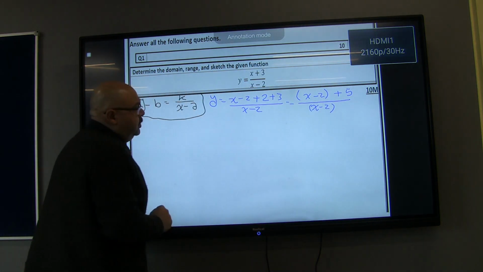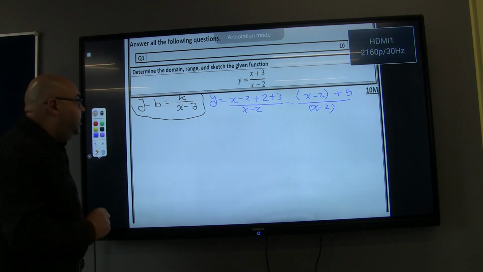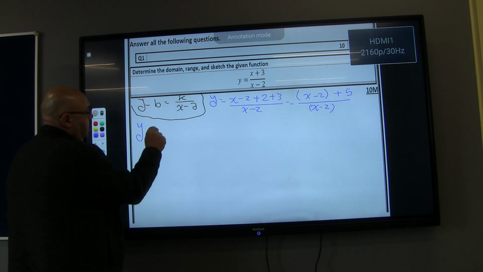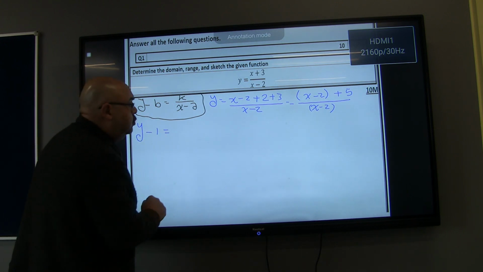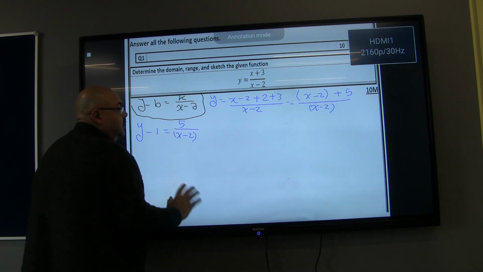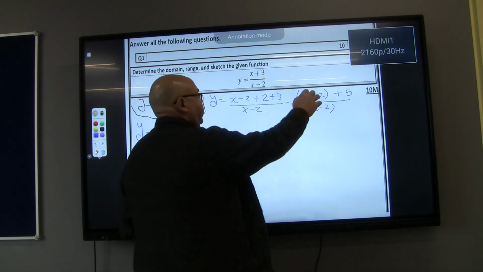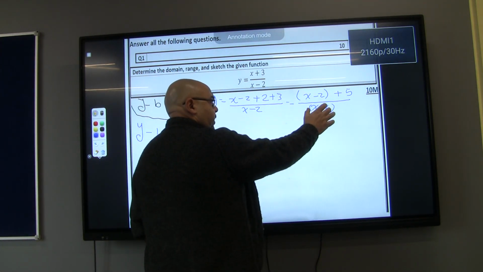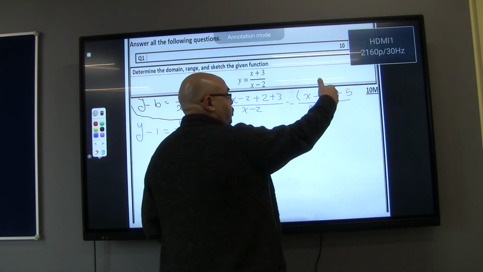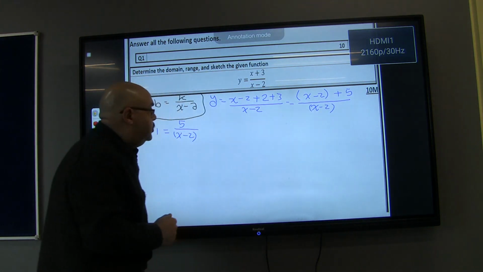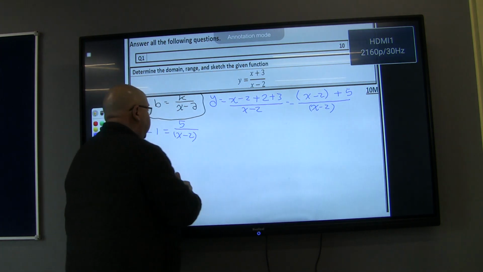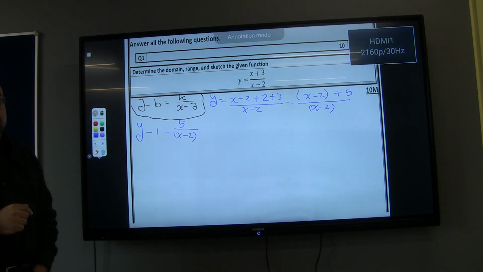Now, try to distribute the denominator on the common denominator, and you will end up having this form: y minus 1, which is going to equal 5 divided by x minus 2. Simply, all we have to do is divide x minus 2 by x minus 2, you will end up having 1, then plus the remainder, which is going to be 5 over x minus 2. Moving positive 1 from the right-hand side to the left-hand side, you will end up having this form.